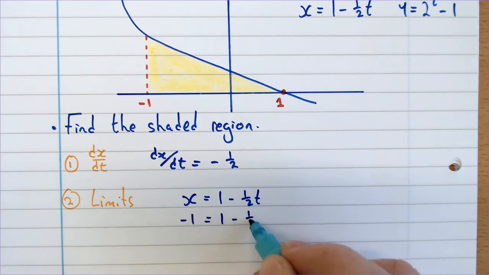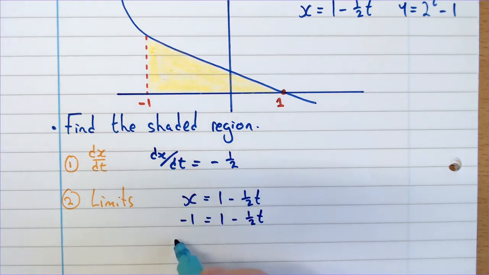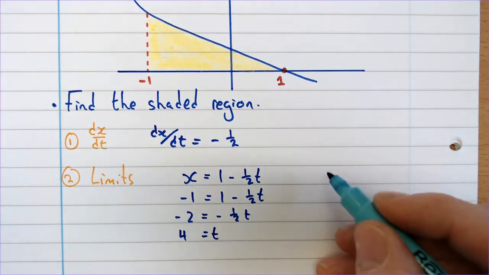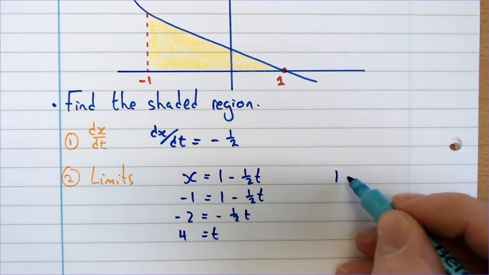So I'm setting minus 1, my first limit, in for x. I'm going to subtract 1 from both sides to get minus 2 equals minus a half t, and then multiply across, and I have 4 equals t. Be very careful with your minus signs.